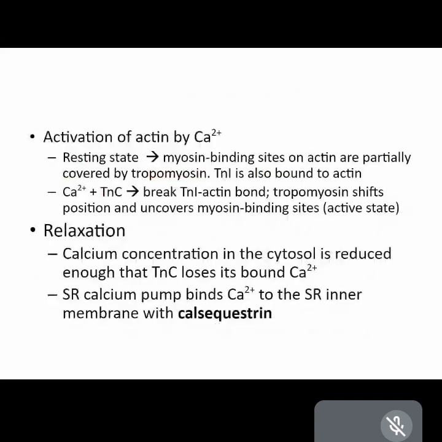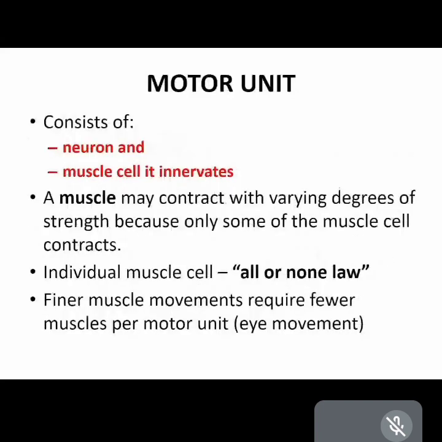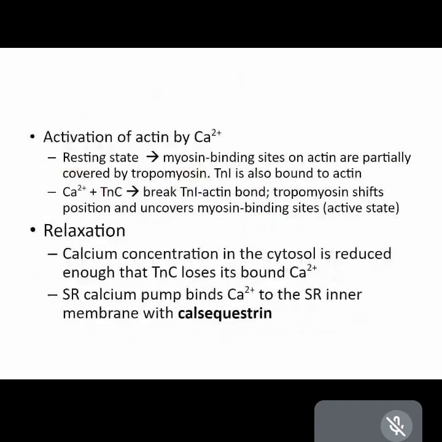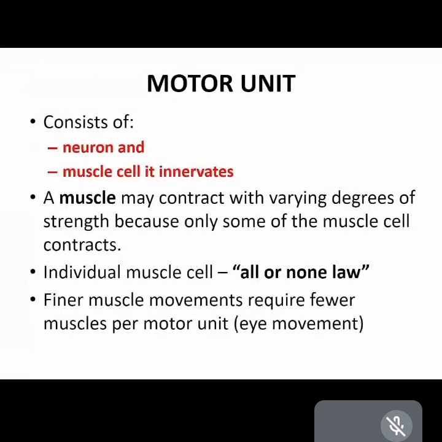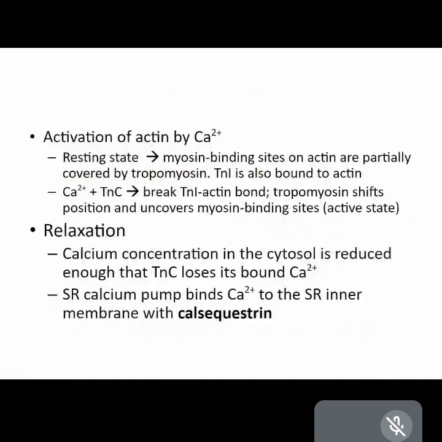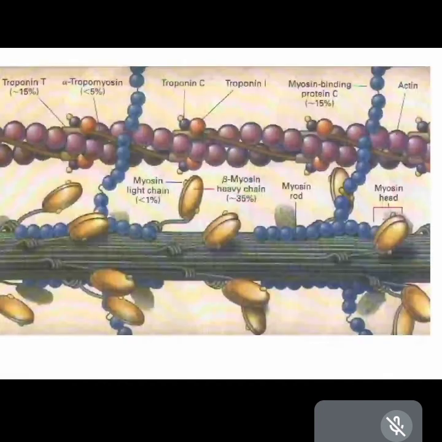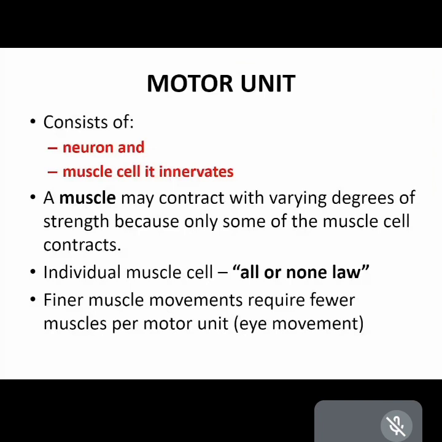Okay. So the motor unit consists of the neuron and the muscle cell it innervates. A muscle may contract with varying degrees of strength because only some of the muscle cells contract. So the individual muscle cell follows the all-or-none law.